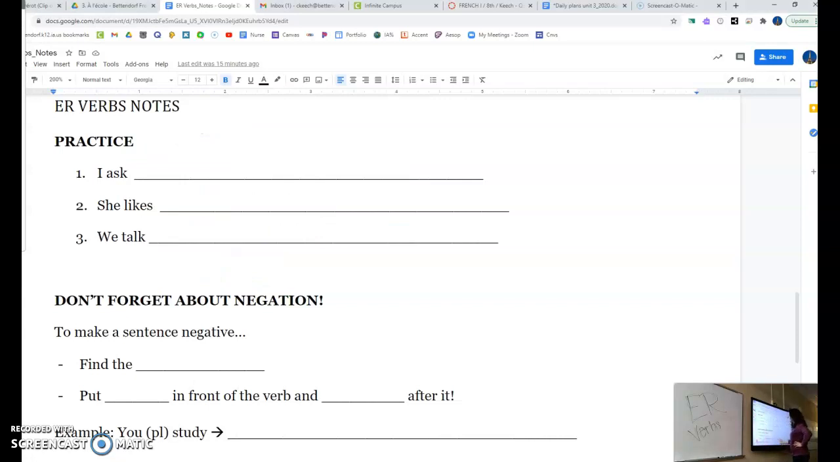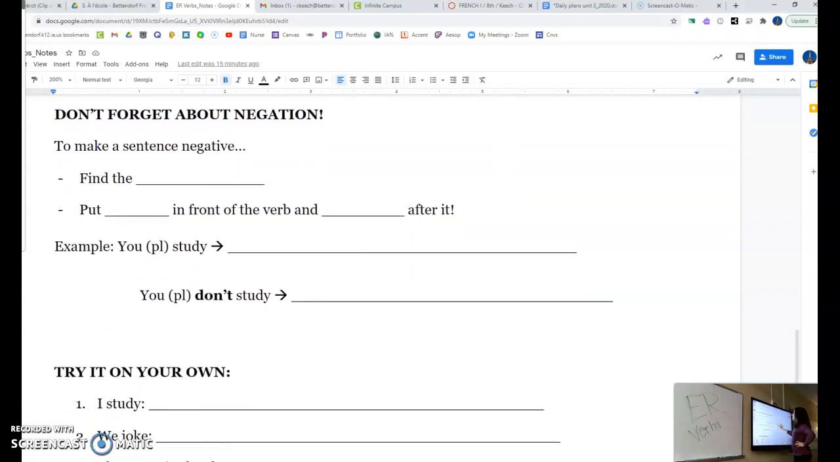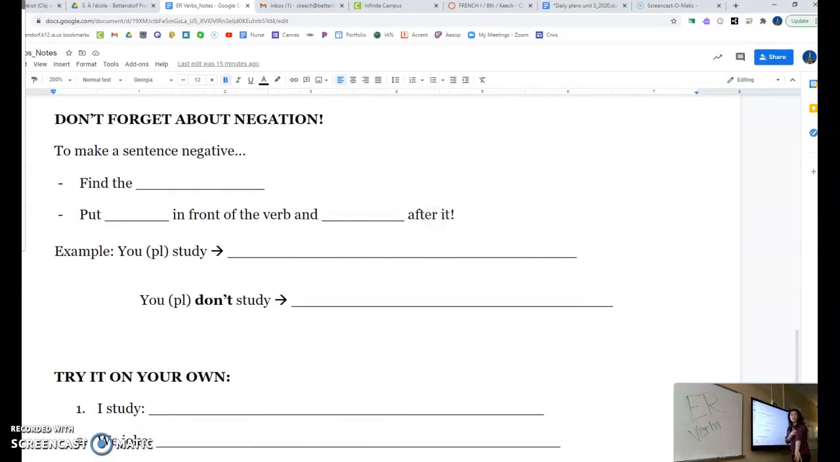Hopefully that is clear. Let's not forget about making things negative because we're having a bunch of new verbs. I talk, you can also say I don't talk. She studies, you can also say she does not study. When we add negation, remember we have ne and pas. You need to find the verb. The verb is all of these ER verbs that we're talking about. You're going to put ne in front of the verb and pas after it.